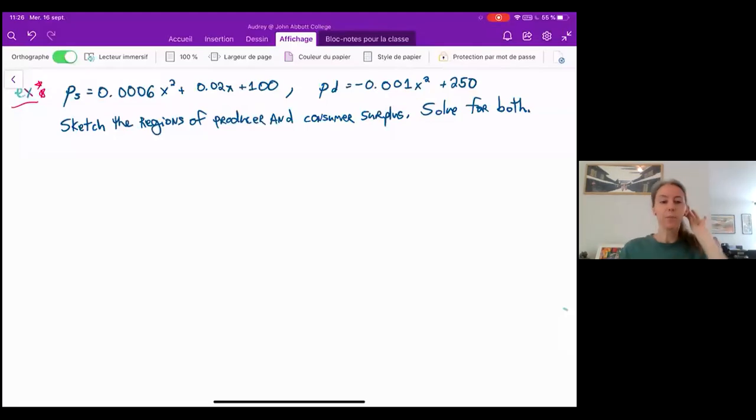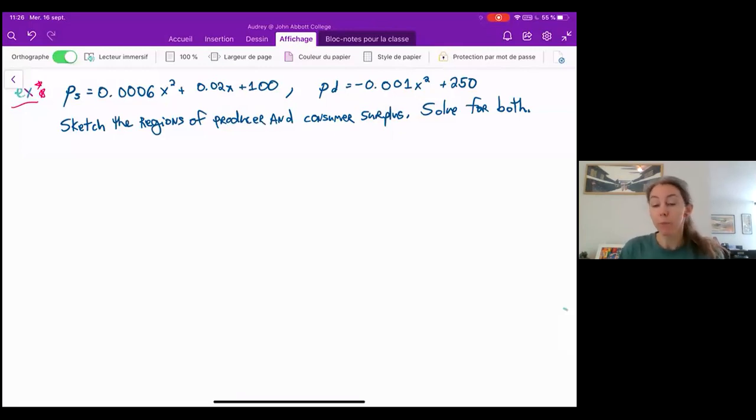Okay, our next example of producer surplus and consumer surplus. In this case, we're given a supply function and a demand function, but we're asked an extra thing. We're asked to sketch the regions of producer and consumer surplus. And a lot of times you are required to do that.